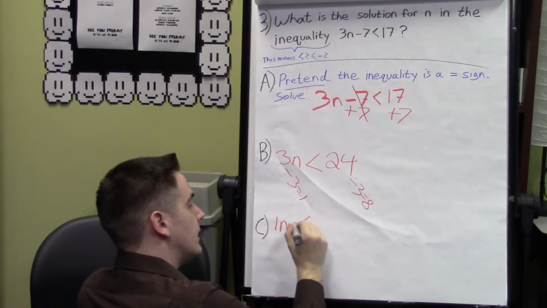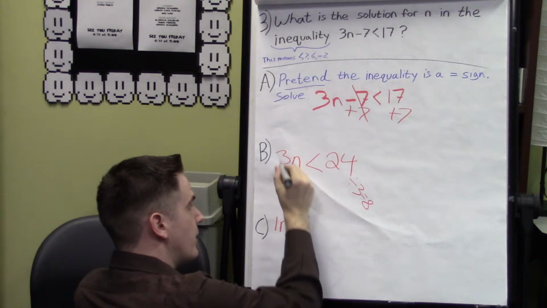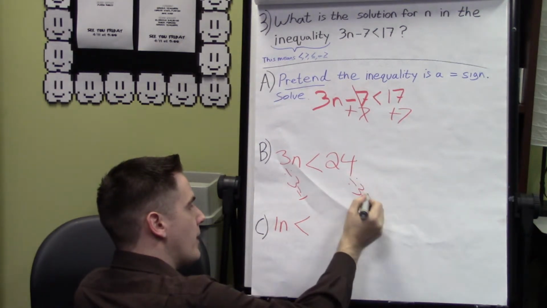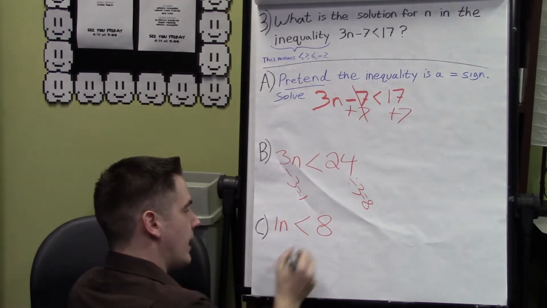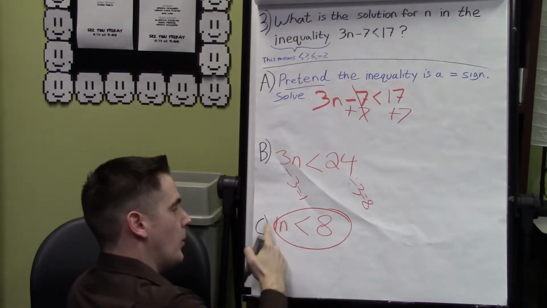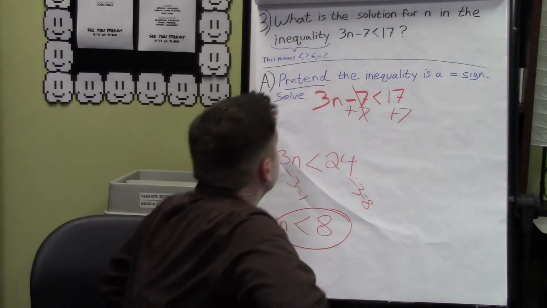So that leaves us a final answer of 1n less than 8, because the 3 divided by 3 is a 1 and 24 divided by 3 is 8. You just keep it on the same sides. Keep your answers on the same sides, and you're done. Remember, the 1 can pretty much just drop off.